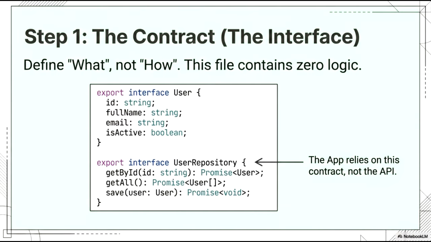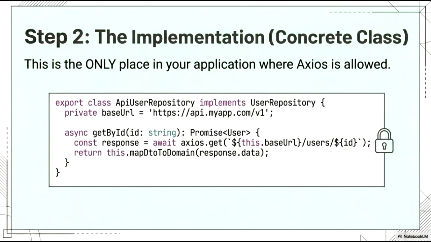In the second step, we focus on the concrete implementation of our repository. Here, the API User Repository class implements the User Repository interface. This is the only location in your entire application where the Axios library is permitted. By isolating our external dependencies within this class, we establish a clean boundary. The getById method demonstrates this principle.